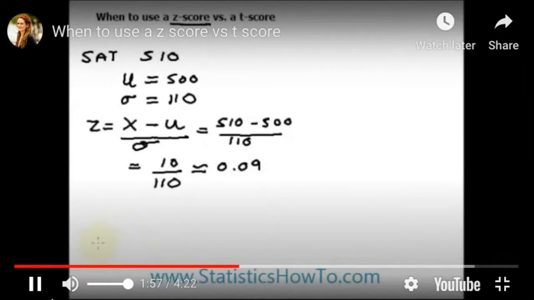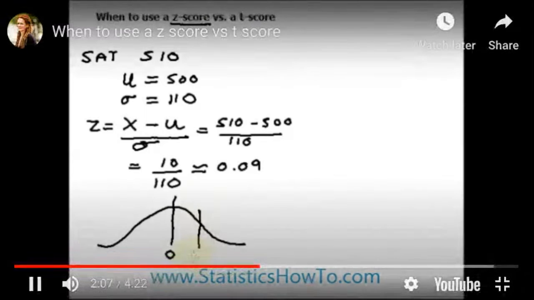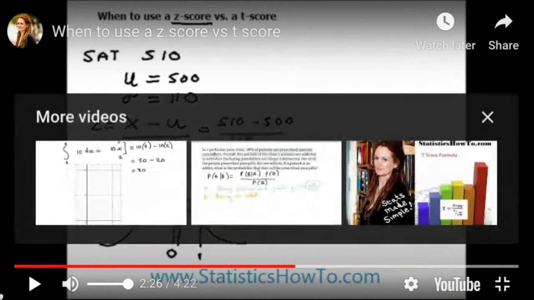0.09. So on a normal distribution curve, we have 0, which is the mean, and 1 standard deviation would be somewhere over here, but we have 0.09 standard deviations, so your score is going to fall roughly, very roughly in here. This is 0.09 standard deviations above the mean.